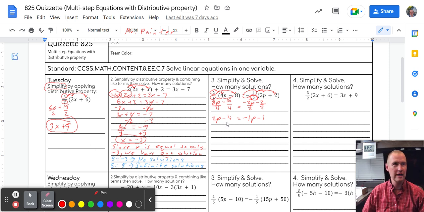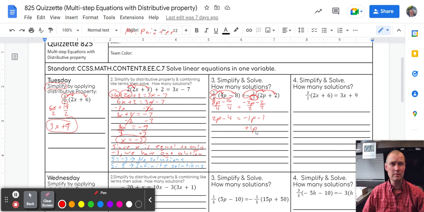All right, after that, notice that we have 2 painters on one side and a -1 painter on the other side. Now, what we got to do is we got to get p on one side. So we're going to look for the smaller amount. We have a comparison of 2 versus -1. And because -1 is the smaller amount, what I want to do is I want to do the opposite, to add 1p to both sides.